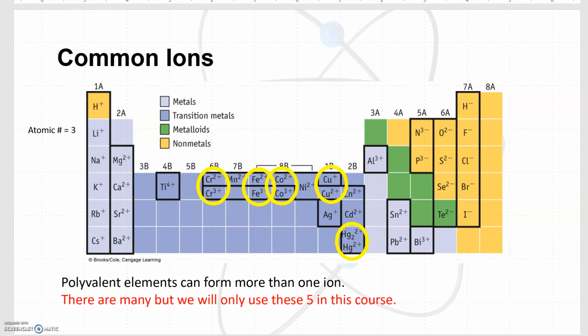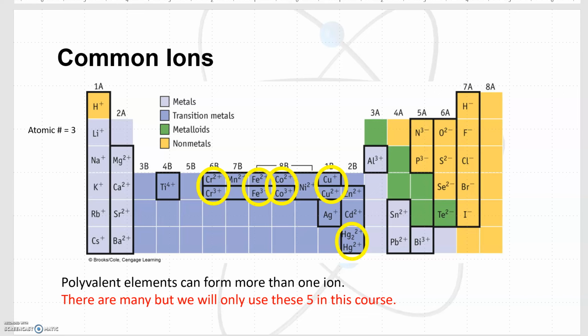And notice we have some commonality in these columns. So all of the first column, they're all positive 1. The last column, all -1. So you see some trends here, and those are good to know. And we're going to learn about why they have these common trends.